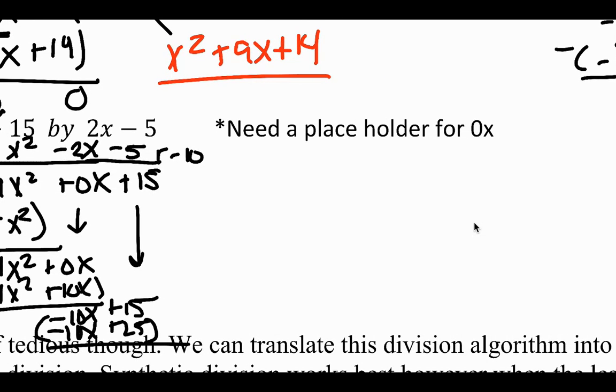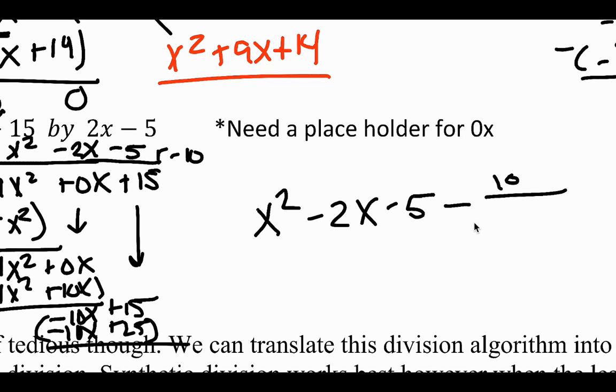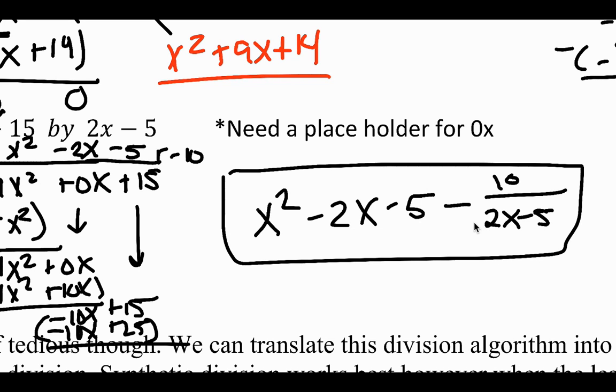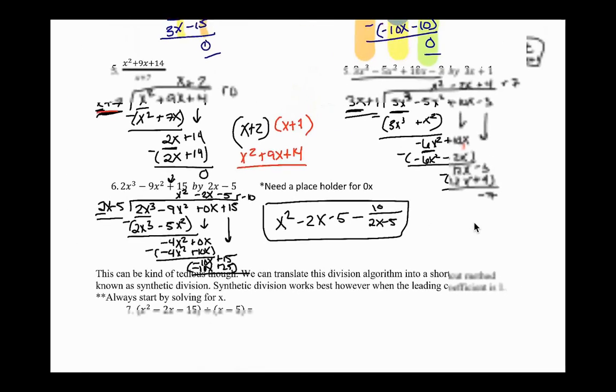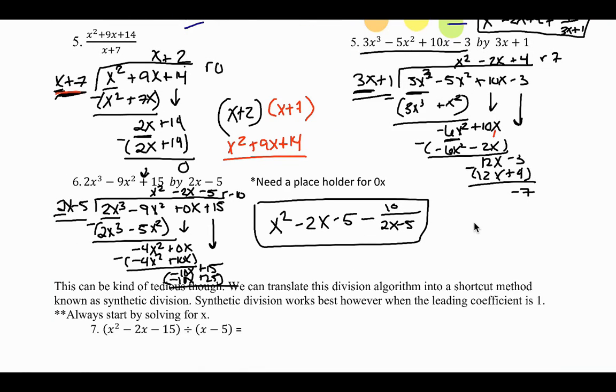So I'm going to combine that answer to be x squared minus 2x minus 5 minus, because it's a negative 10, 10 over, this is the fractional part, 2x minus 5. And that's how I'm going to expect you guys to leave your answers. So this is definitely a case of practice makes perfect.